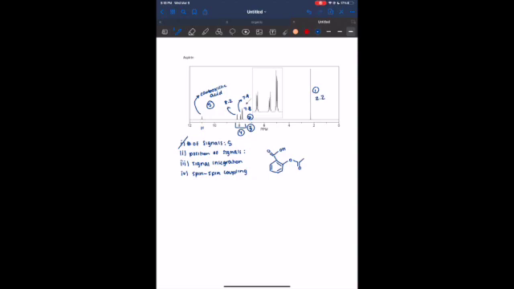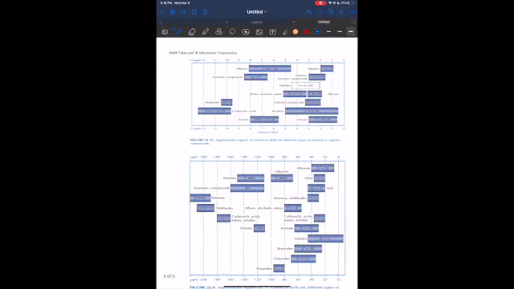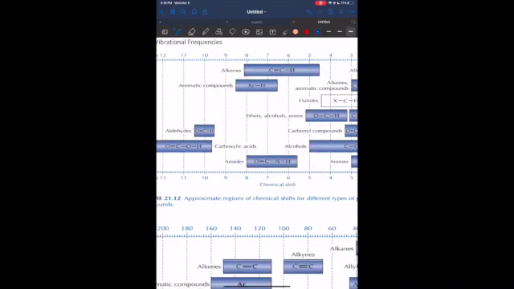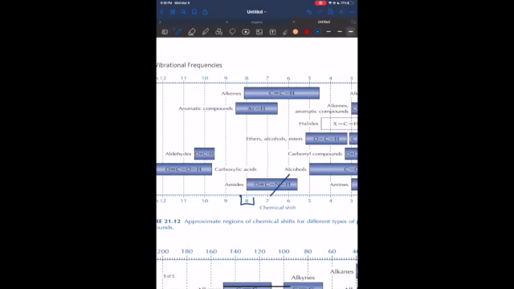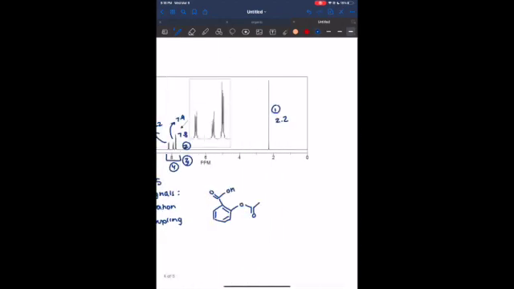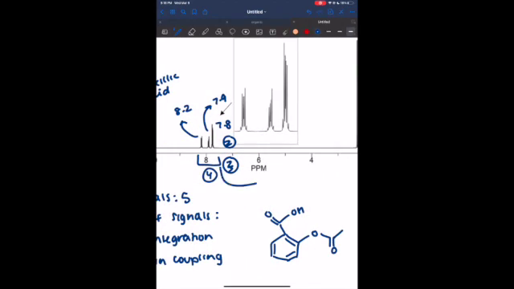So if you look over here, we had a bunch of signals over in the 8 region. It's not going to be an amide. We don't have a nitrogen in our compound. It could be part of the aromatic compound, as well as alkenes that we're going to see in the aromatic compound. So anything around 8, I usually chalk up to being an aromatic structure.